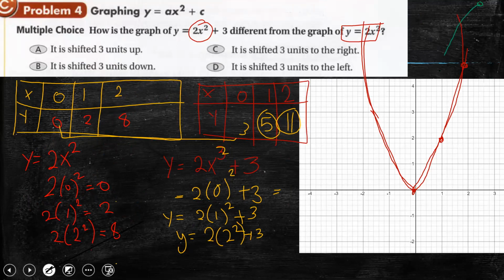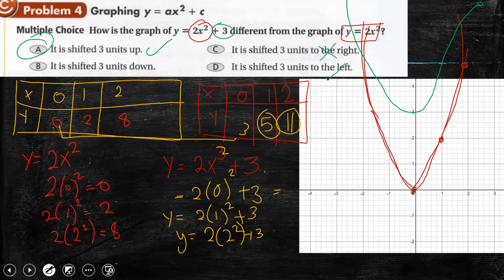So that means the graph will be like this. That means I shifted the shape 3 units upward. Is it right? Yes. Look here, I'm at 0, 0. Then I shifted the green shape 3 points upward, which is A. So if I say 2x squared plus 3, since I said plus, I shifted it 3 units.